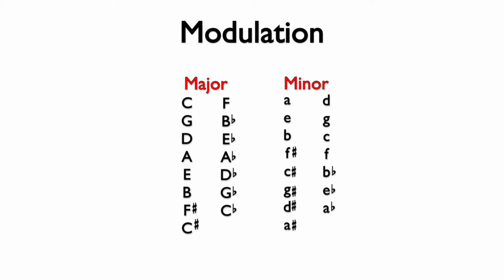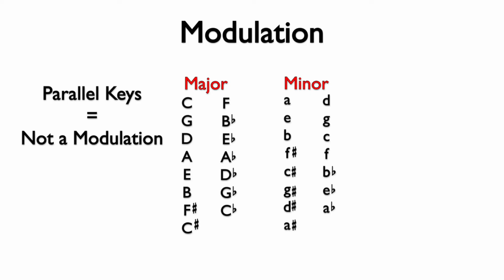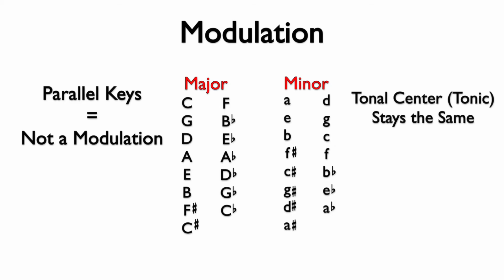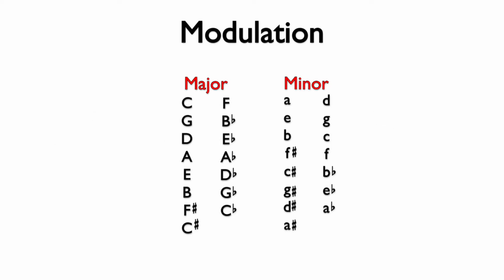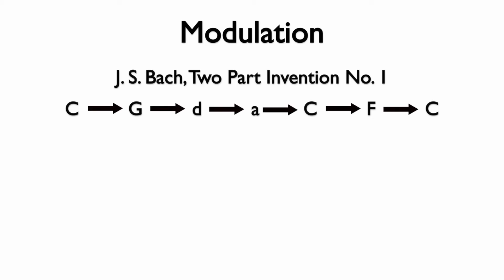A change between parallel keys, C major to C minor for example, is not considered a modulation because the tonal center, or tonic, remains the same. During the common practice period, compositions would generally begin in one key and modulate to one or more other keys before returning to the original key.